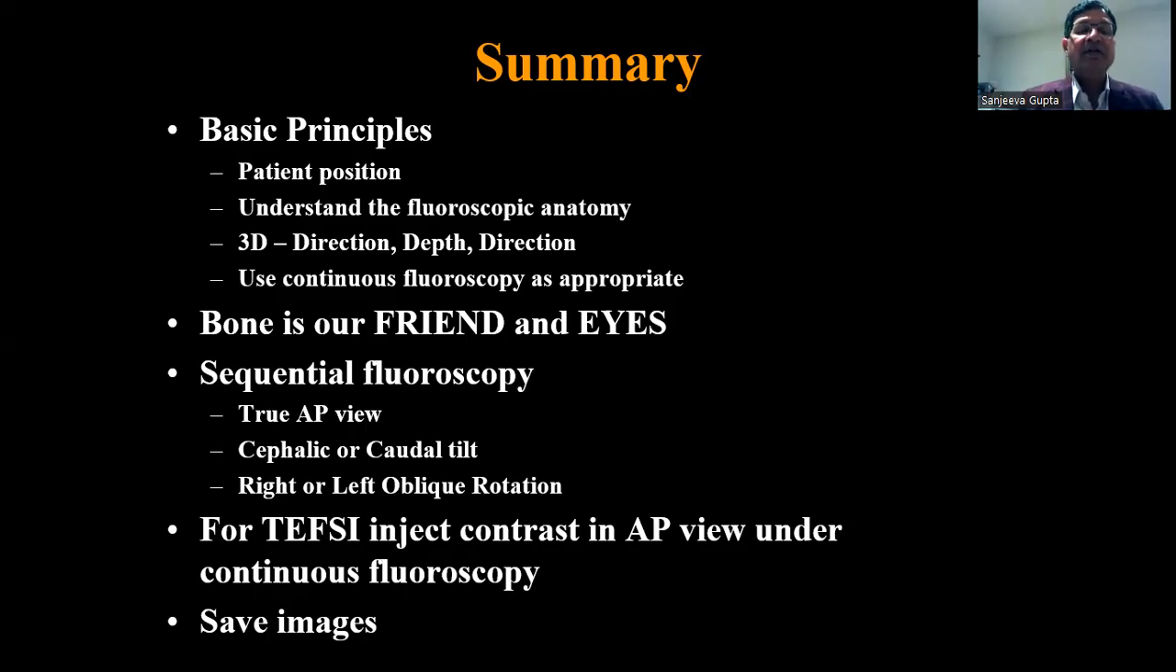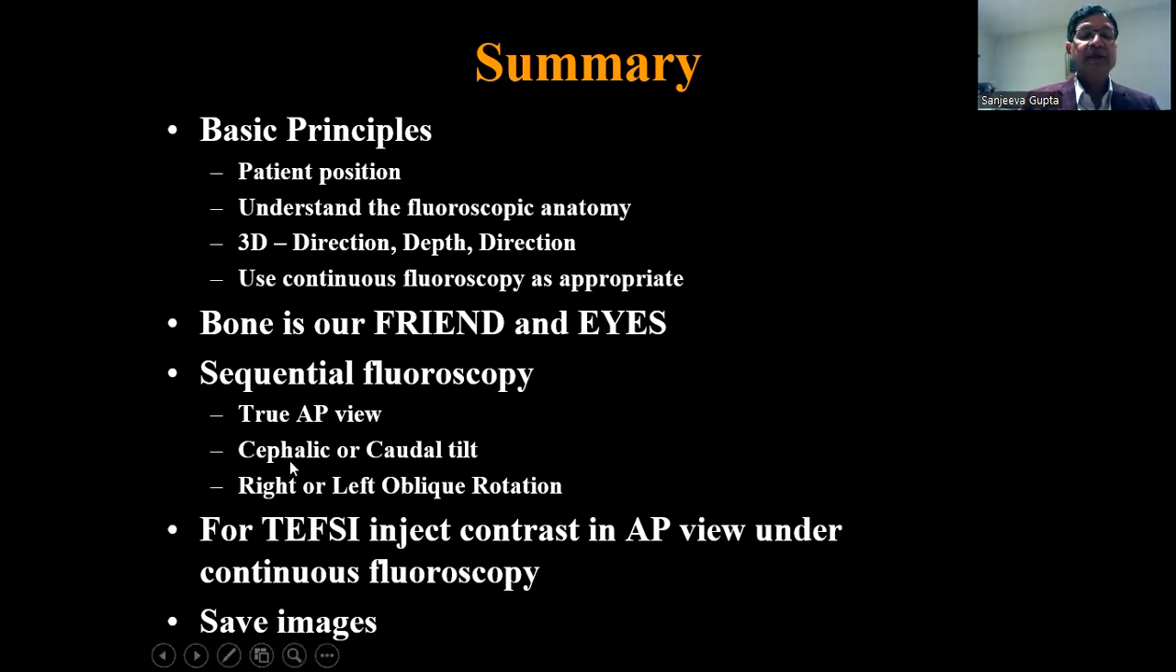And when you're doing a transforaminal epidural, it is okay to use continuous fluoroscopy in AP view when you inject contrast to rule out vascular spread, but ideally digital subtraction would be better. Bones are our friend and eyes. If you are in any doubt before going any deeper, contact the bone and then only navigate further. Sequential fluoroscopy is extremely important. As I said, I can't stress this more.